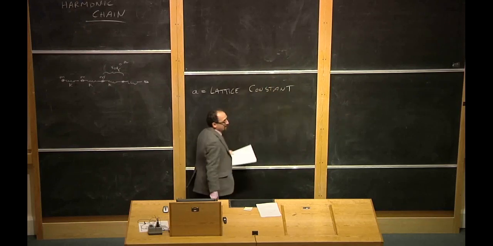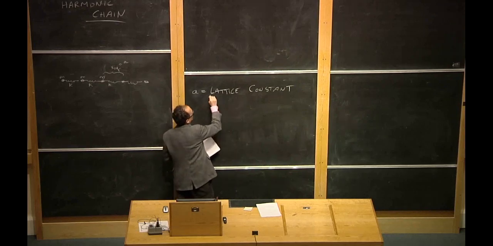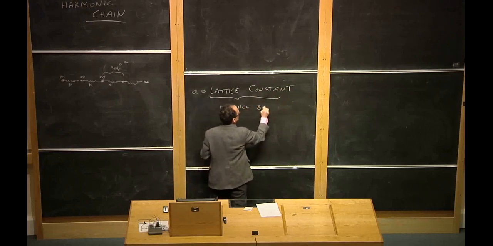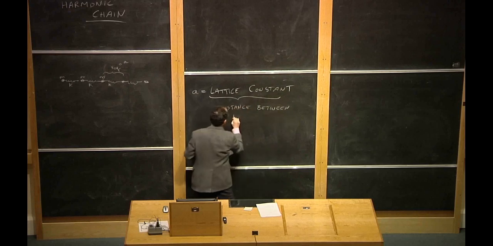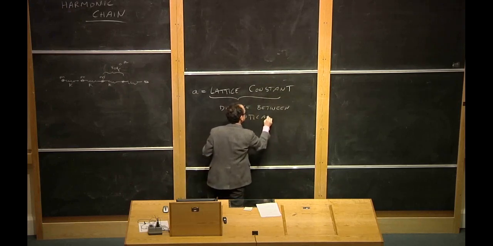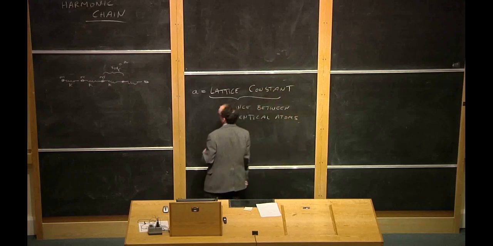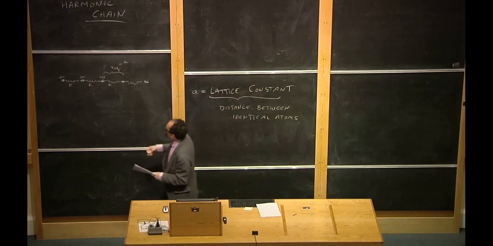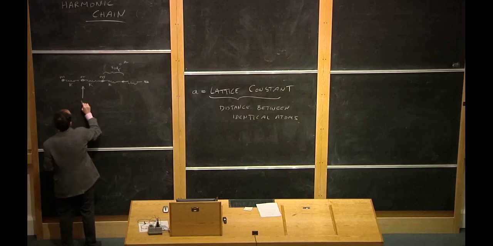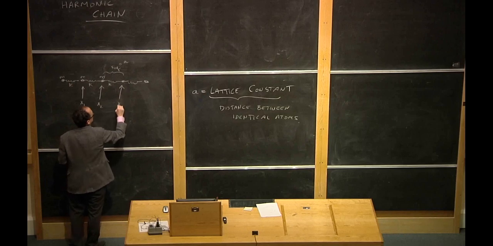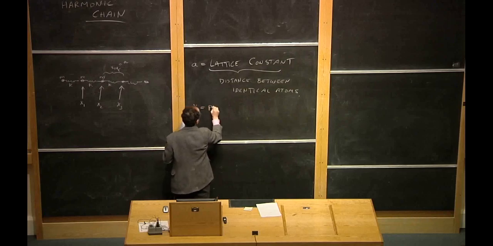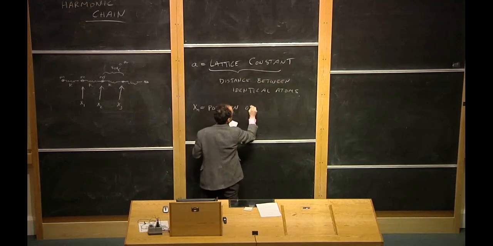And we're going to use the word lattice constant frequently later in the term. Lattice constant generally means distance between identical atoms. And in this case, all of our atoms are identical, so it's just the distance between the atoms here. Let's define some positions here. So let's call this one x1. Maybe this one will be x2, x3. So we'll generally say that x sub n is the position of atom n.